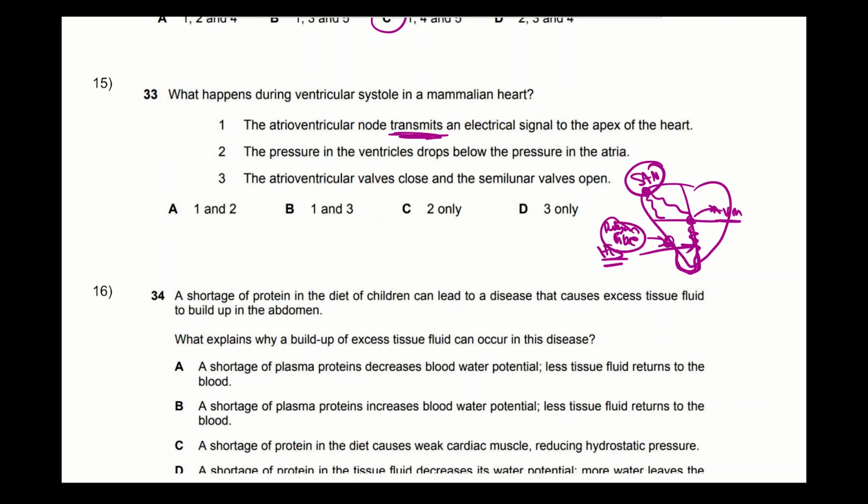Now, the Purkinje fibers at the sides of the ventricles is what causes the contraction of the ventricle, not directly the atrioventricular node. As we said, its function is to delay the electrical impulse. Therefore, this is incorrect. 2. The pressure in the ventricles drops below. This is incorrect. We said it increases.